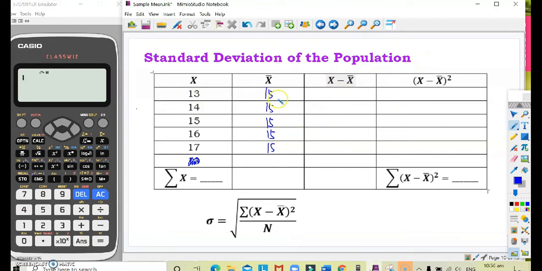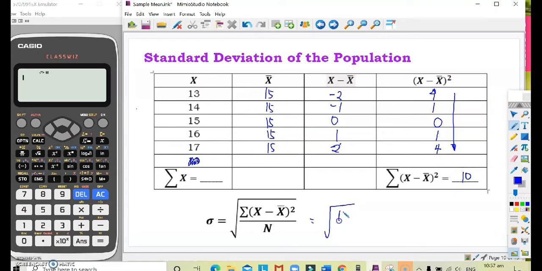That would be 13 minus 15 is negative 2. Let's square that. That's positive 4. 14 minus 15 is negative 1 squared, that would be 1. 15 minus 15 is 0 squared, that would be 0. 16 minus 15, that would be 1 squared, this is 1. And 17 minus 15 is positive 2, and squaring that 2 would be 4. We add everything here: 4 plus 1 plus 0 plus 1 plus 4, that would be 10.